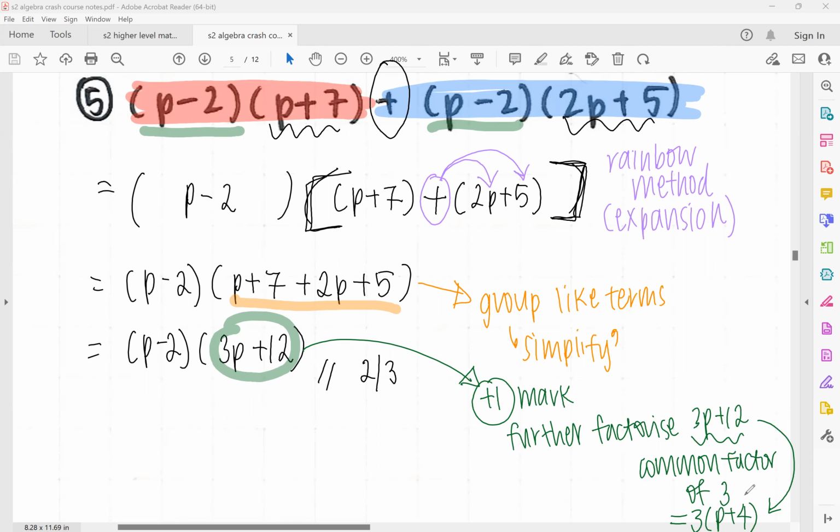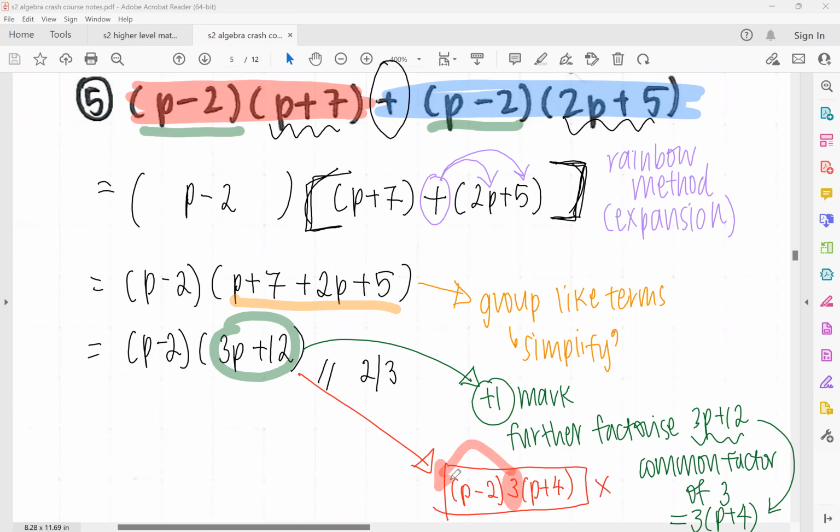Clear so far? Now, take note again. Listen very carefully. If you write it like that, p minus 2, 3, open bracket, p plus 4, you won't get the mark also. Why? Does anybody know why? How come this one is not right? Why is it not right? The 3 is in the middle. Yes, the 3 is in the middle. Can the 3 be in the middle? It needs to be where? Front? Behind? Yes, it needs to be in front.